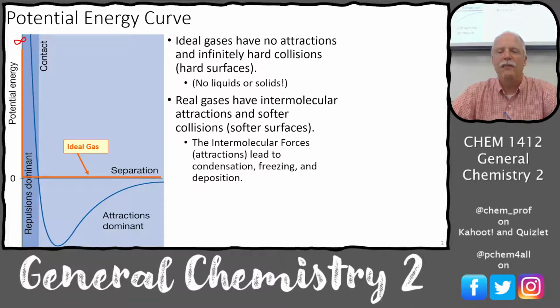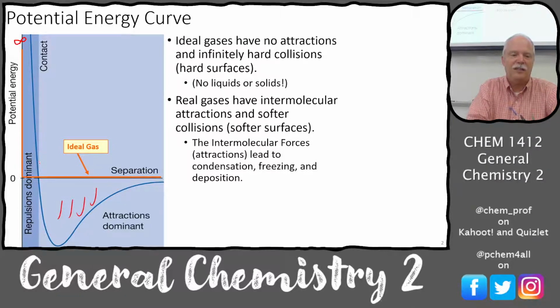Real gases, however, have those intermolecular attractions, and that creates softer collisions. And we would say they have softer surfaces. So this is what leads to condensation, freezing, and deposition, especially when you have the walls of a container. So if a molecule is going really fast and it hits the wall of the container, that wall of the container might flex a little bit, and some of that energy is lost to the wall of the container. The molecule comes off with a slower energy, and then another slow molecule hits it, and you have this attraction region. Notice this potential energy is negative.